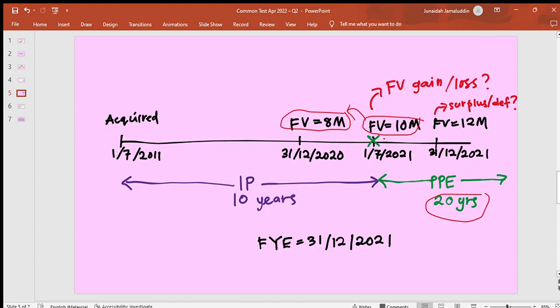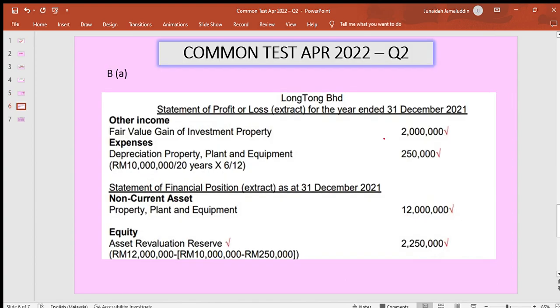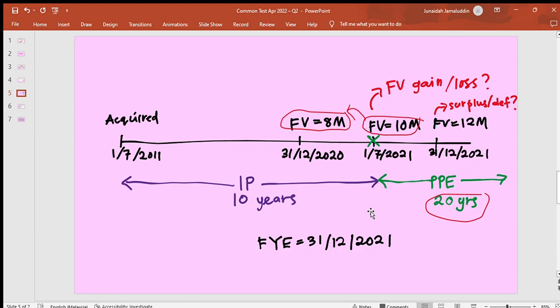So we can record the gain in the SOPO, under other income. We can write fair value gain of investment property amounted to 2 million. Right? And then what happened after that date? The property has become PPE.